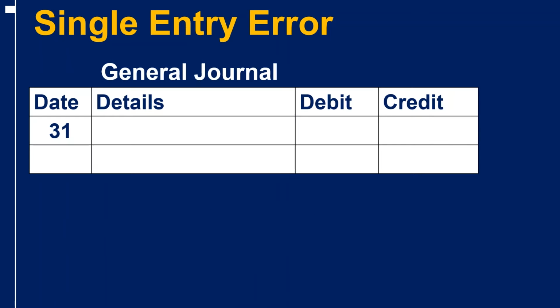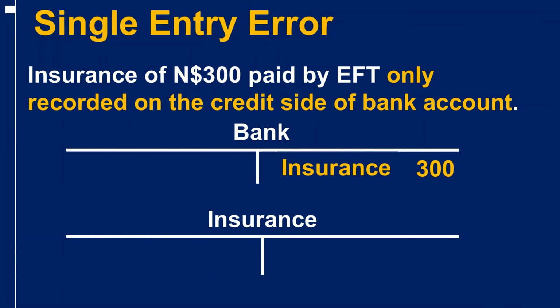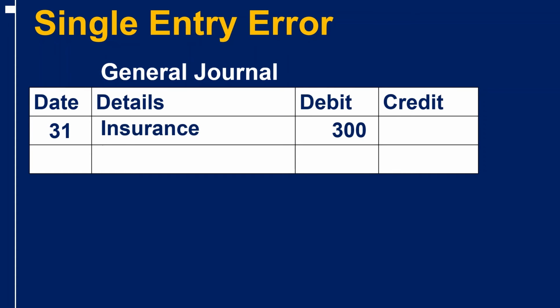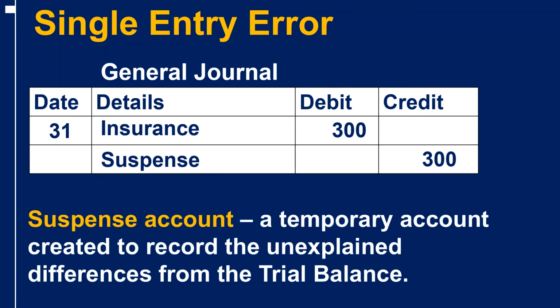When correcting this error in the general journal, we should open a debit entry which was omitted in the insurance account. The bank account was recorded correctly, so we do nothing to it. The bank account which was credited will be replaced by the suspense account. Therefore, we will debit insurance and credit suspense account to correct the error. The suspense account is a temporary account that is created to record the unexplained difference from the trial balance.